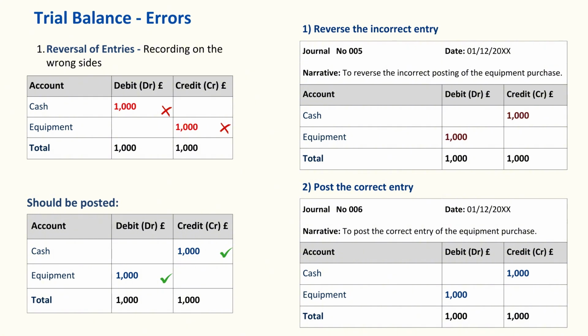We do it in two steps because a reversal error means the original entry is backward, so we must undo what was done and record what should have been recorded. Removing the original mistake ensures the accounts reflect the true position.